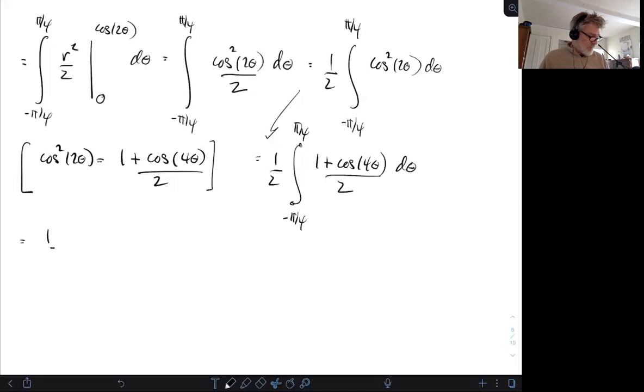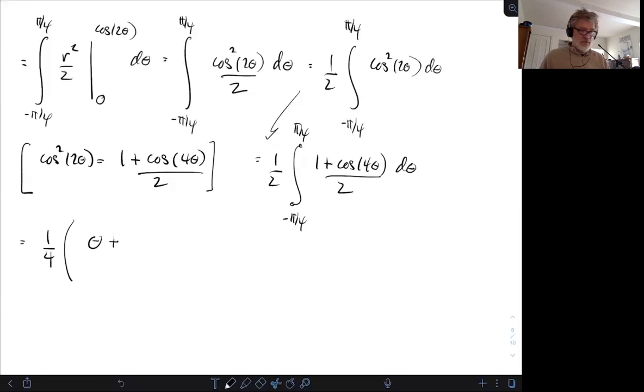Okay, I'll factor out the 1/2. So this will be theta plus, since the derivative of sine of 4 theta is 4 cos 4 theta, that's 1/4 sine 4 theta. This is between minus pi over 4 and pi over 4.